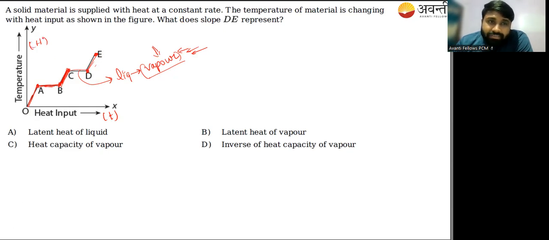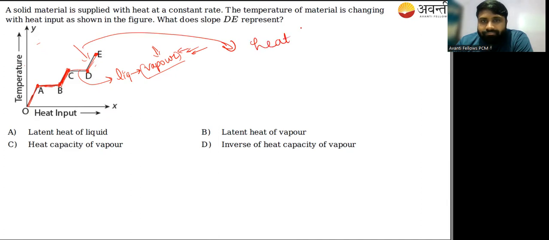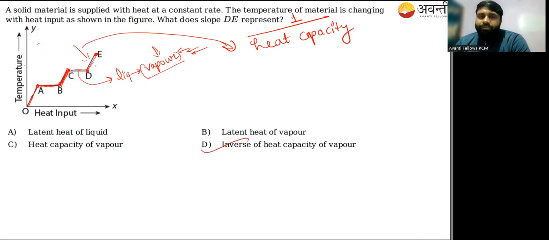Now we have inverse this. Instead of temperature, we have put H, and instead of heat input, we put a temperature. Now we have to again inverse it. So here at D, we have got heat capacity, as we have inverse the axis. So it will be 1 upon heat capacity. 1 upon heat capacity means inverse of the heat capacity of vapor. Okay. So option D is the correct one. So pay attention to the axis also. Okay.